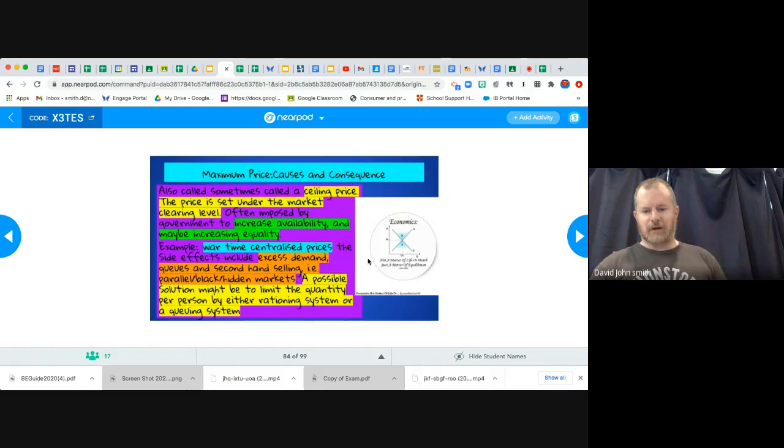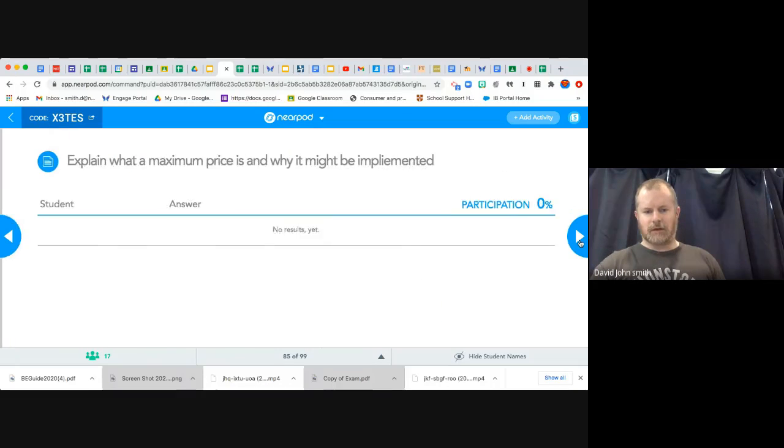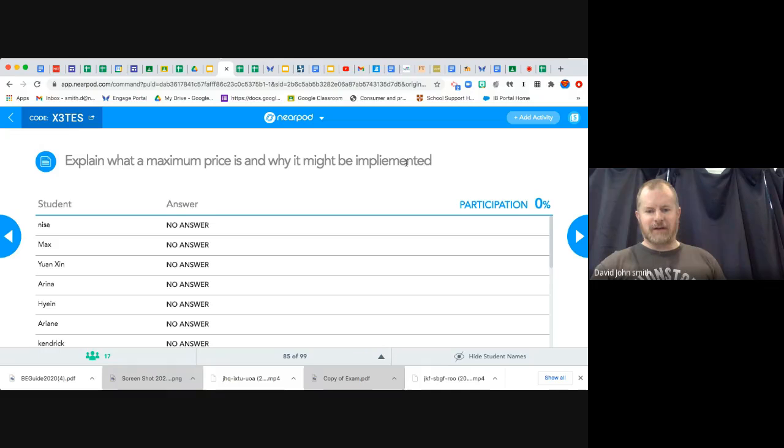All right. So, what is a maximum price? This is for you. And why might you put it in place? Why would the government decide to put it in place? There you go. You've got about 30 seconds.